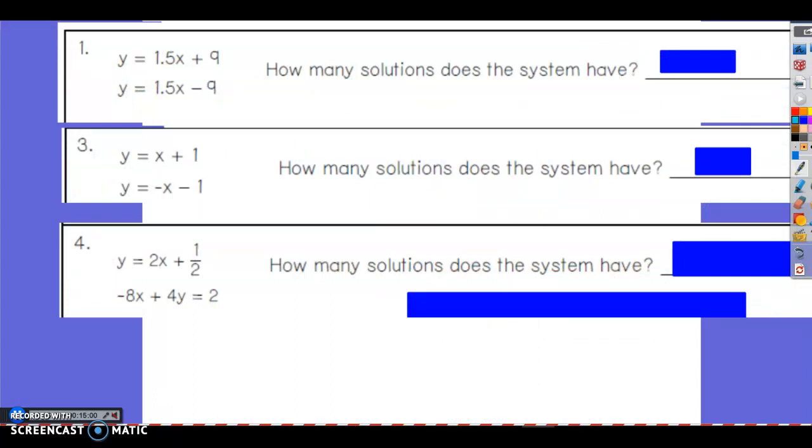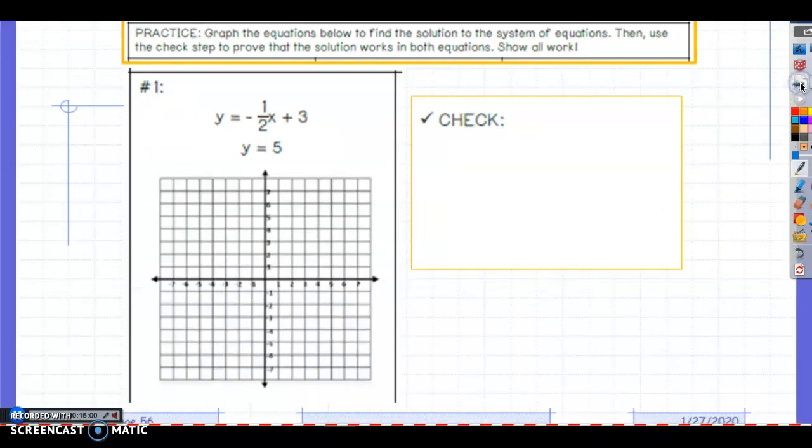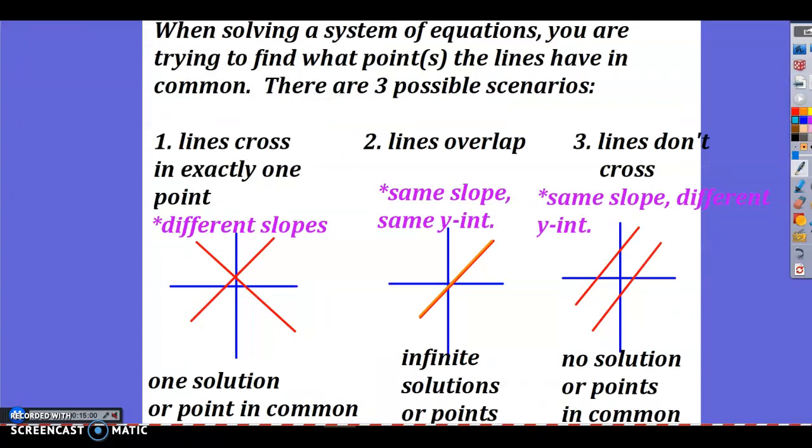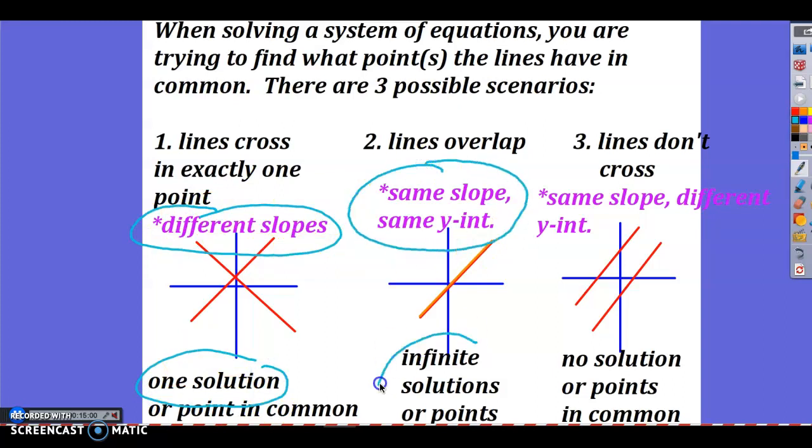The next skill that I want to review with you is, how do we know, just looking at any two equations, how many solutions we're going to have? If you remember, if we go back to this slide right here, we know that if the slopes are different, we're going to have one solution. If we have the same slope and the same y-intercept, we're going to have infinite solutions. If we have the same slope and different y-intercepts, we're going to have no solution. So let's go ahead and look at some of these equations to determine how many solutions we may have.